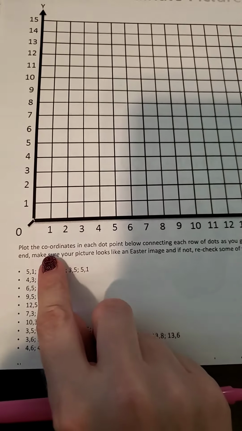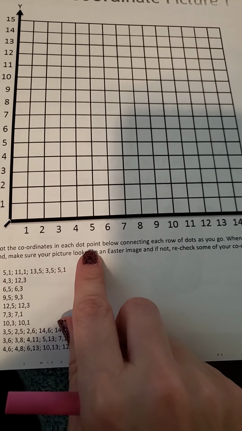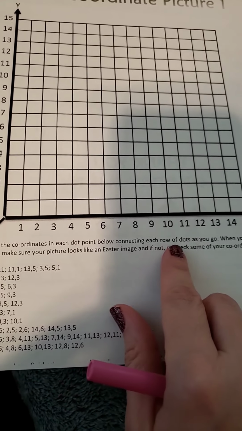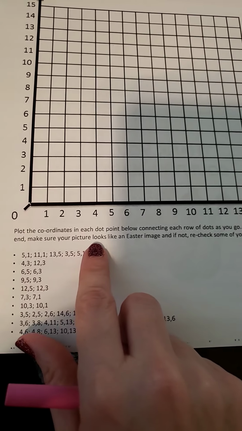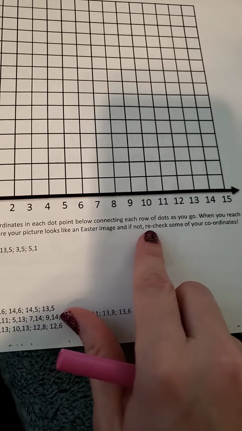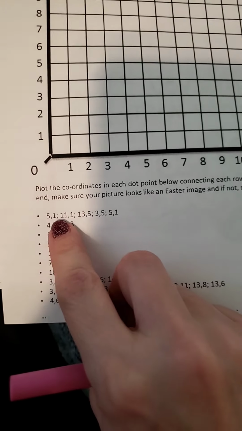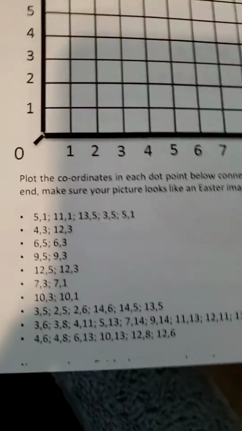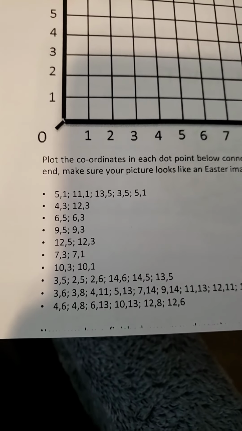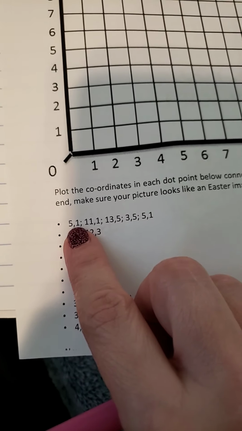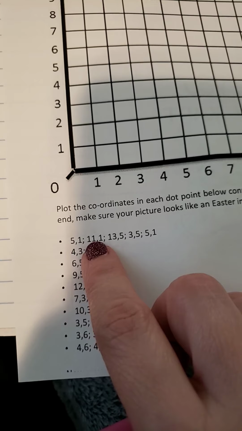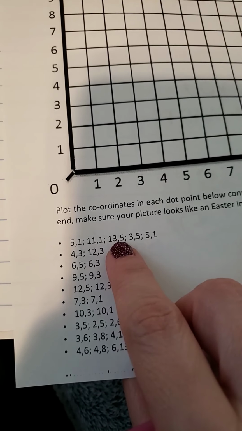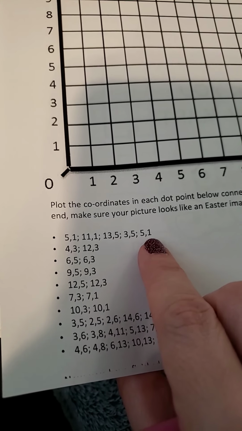So here's how you do this. Plot the coordinates in each dot point below, connecting each row of dots as you go. When you reach the end, make sure your picture looks like an Easter image, and if not, recheck some of your coordinates. For example, you're going to connect all these. You're going to start with the first one. The only thing I don't like about this is I wish they had put these in parentheses. But here's the first one, 5, 1. The second one is 11, 1, 13, 5, 3, 5, and 5, 1.